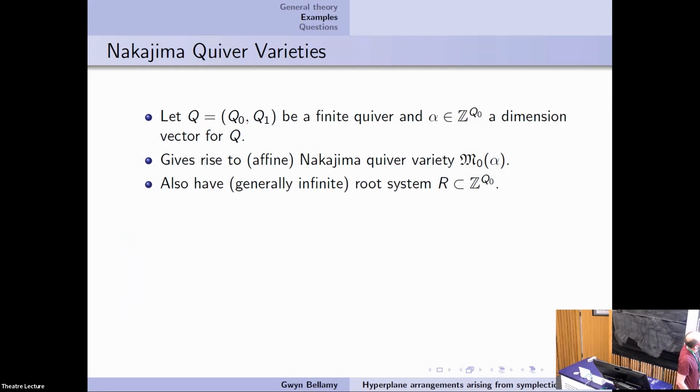Okay. Right, so somehow in my mind, these are the most non-trivial examples. So if you take a general quiver, Nakajima quiver variety, so I'm afraid I'm not going to tell you what that is, but the ingredients is you just take a finite quiver, you pick some dimension vector for that quiver, and then from this one gets one of these conic symplectic singularities. And also, when you do your representation theory of quivers, you know that associated to that quiver is some generally infinite root system.